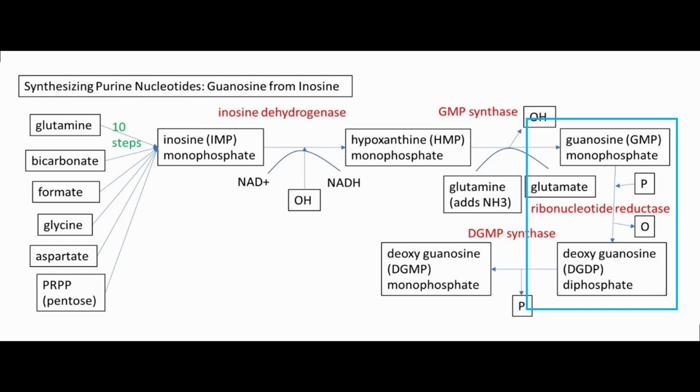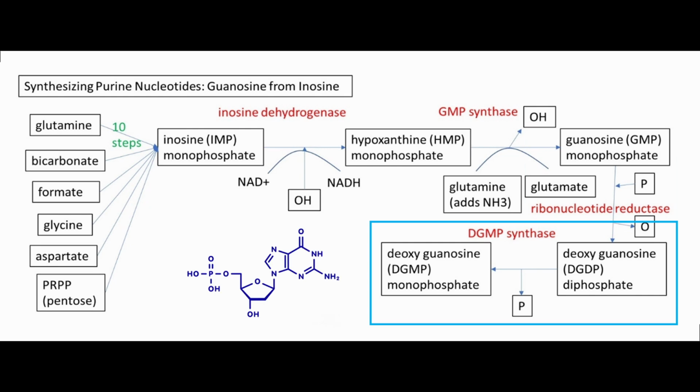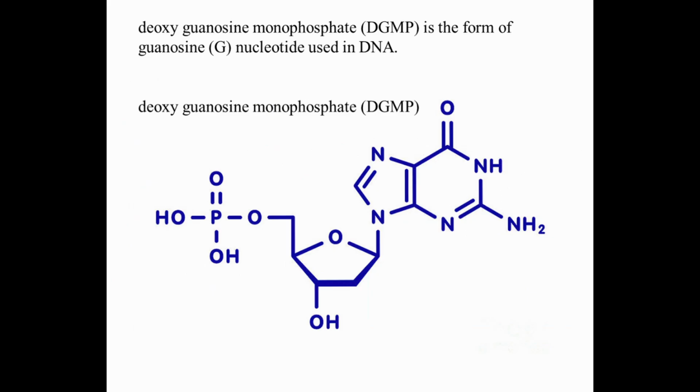To get the DNA form of guanosine, G, in step 3, the enzyme ribonucleotide reductase removes an oxygen from the ribose sugar and adds a phosphate. Guanosine monophosphate, GMP, becomes deoxyguanosine diphosphate, DGDP. For step 4, the enzyme DGMP synthase removes the second phosphate from the deoxyguanosine diphosphate, DGDP, to turn it into deoxyguanosine monophosphate, DGMP, which is the form of guanosine, G, nucleotide used in DNA.